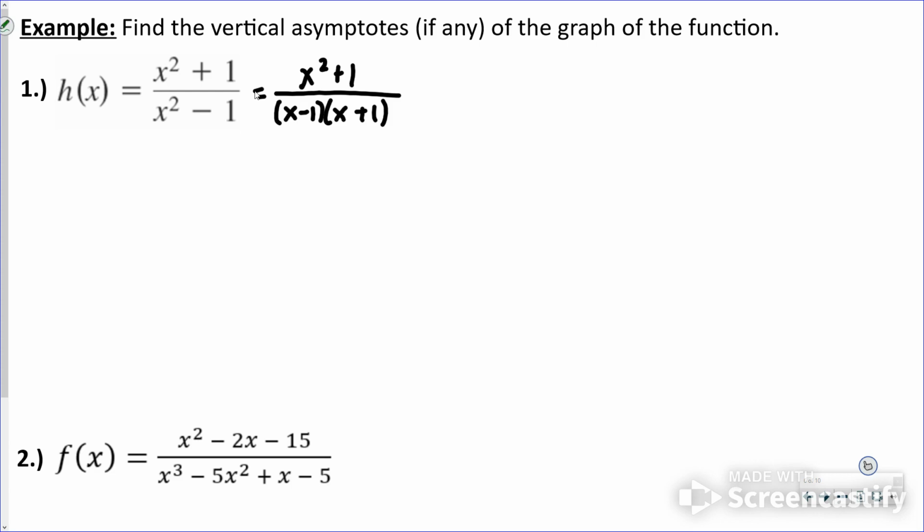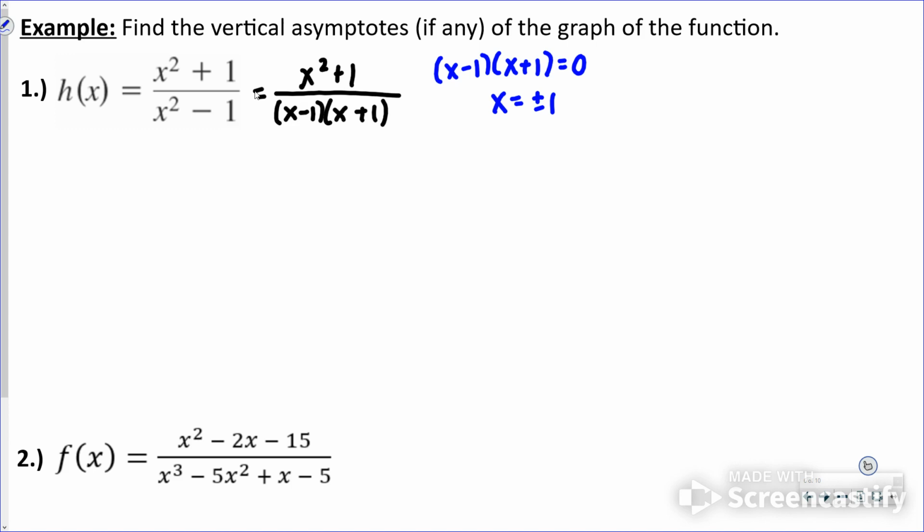Okay? So the calculus way of doing this is by using limits. So you have to start by finding when your denominator is equal to 0. Pretty similar to what you did in pre-calc. When is this equal to 0? And we know that's at positive and negative 1.